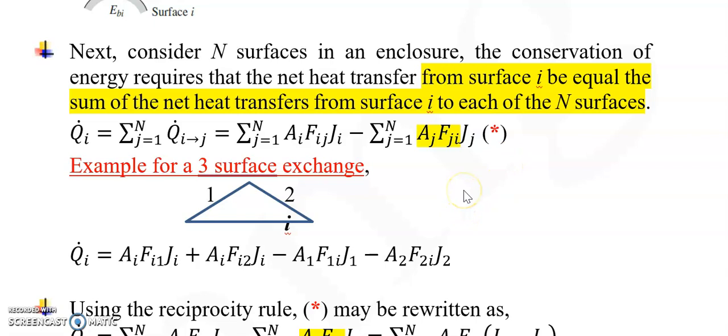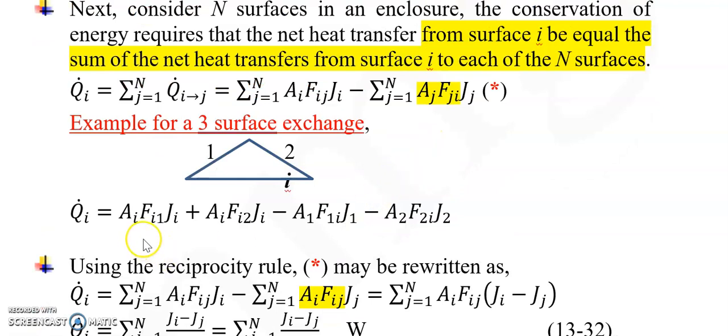To carefully understand, because it's hard to imagine these I's and the J's, let's have a look at a simple three surface exchange. So you have here the net radiation leaving surface I is given by this term. So this is leaving surface I to surface 1, and this is leaving surface I to surface 2. And subtract that from that, the radiation coming from surface 1 intercepted by surface I, as well as radiation coming from surface 2 intercepted by surface I.